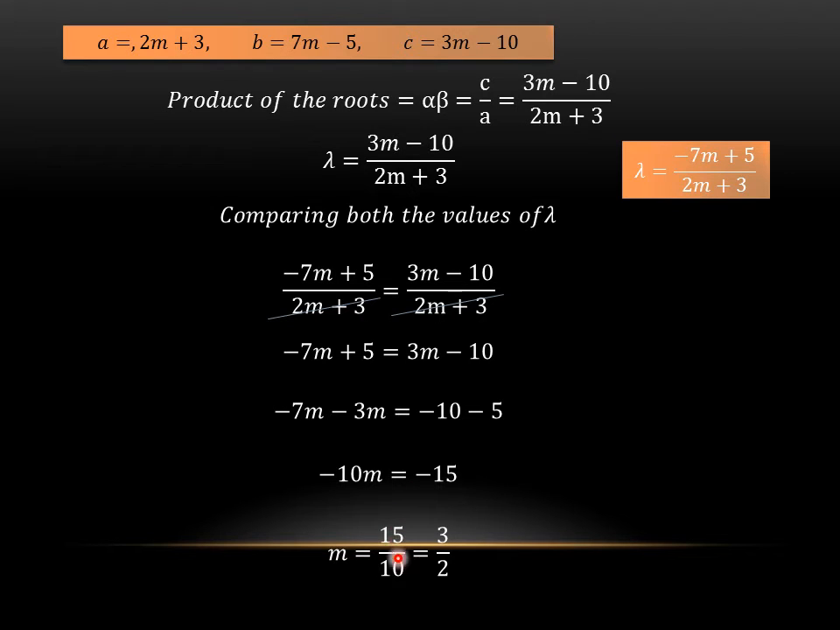Cancelling 15 and 10 with the table of 5, we will get the answer 3 by 2. As 3 by 2 is in the simplest form, we won't solve any further, and 3 by 2 is the answer of m.